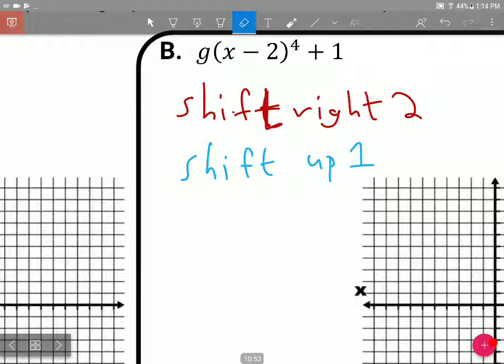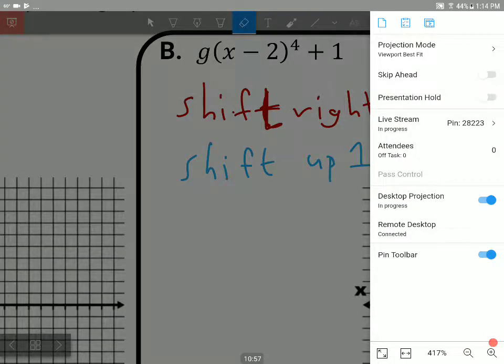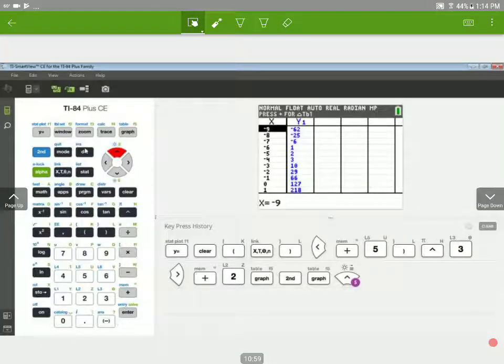There we go. So pull out a calculator. Plug that sucker in. That might be true. Y equals.